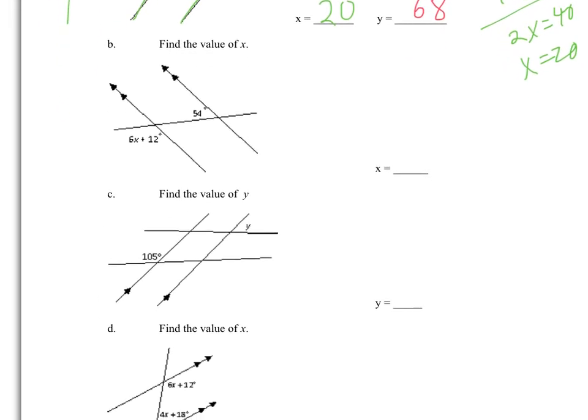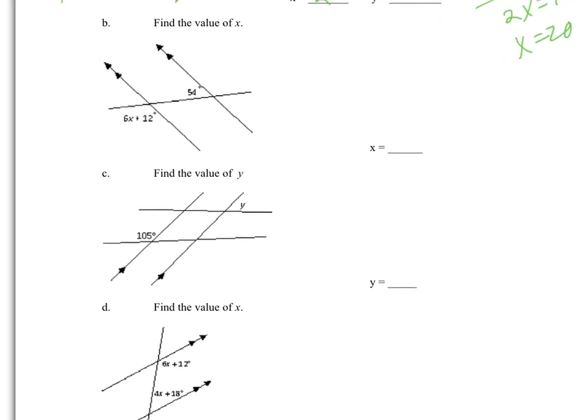Alright, let's look at the next one. Here we have parallel lines cut by a transversal. These two angles that are given, they really have no relationship, but angle 54 is corresponding to this angle, which makes this angle also 54. These two angles make a linear pair, so when I add them up, they equal 180 degrees.